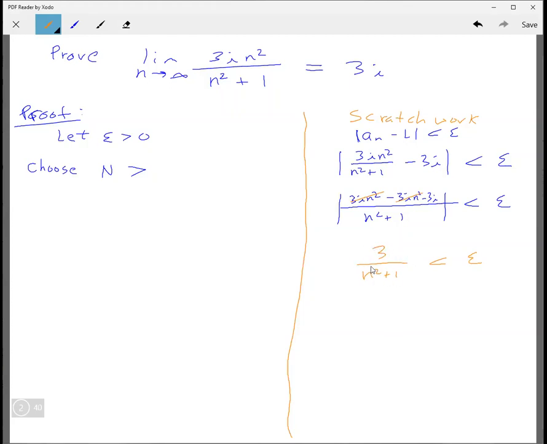Now I can take the reciprocal, and that flips the inequality sign. Multiply both sides by 3. This is a little bit tricky. If you put a minus 1, that's fine, but technically you probably shouldn't. Just take the square root.